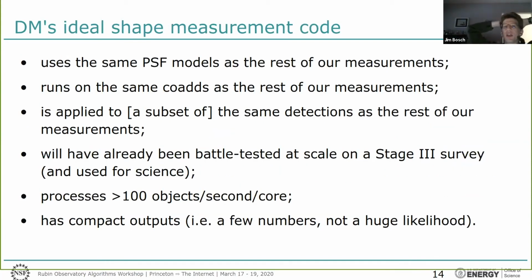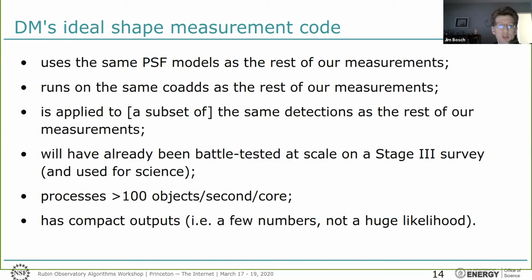I think it's worth now talking about DM's ideal shape measurement code. And this includes both technical criteria from a science perspective and technical criteria from a computing perspective. What we would like to run for our data releases. I think we'd really like to use something that uses the same PSF models as the rest of our measurements. This is entirely compatible with the feedback loop that Aaron talked about, of them working on something separate, trying to use DM code and feeding their ideas back to us.